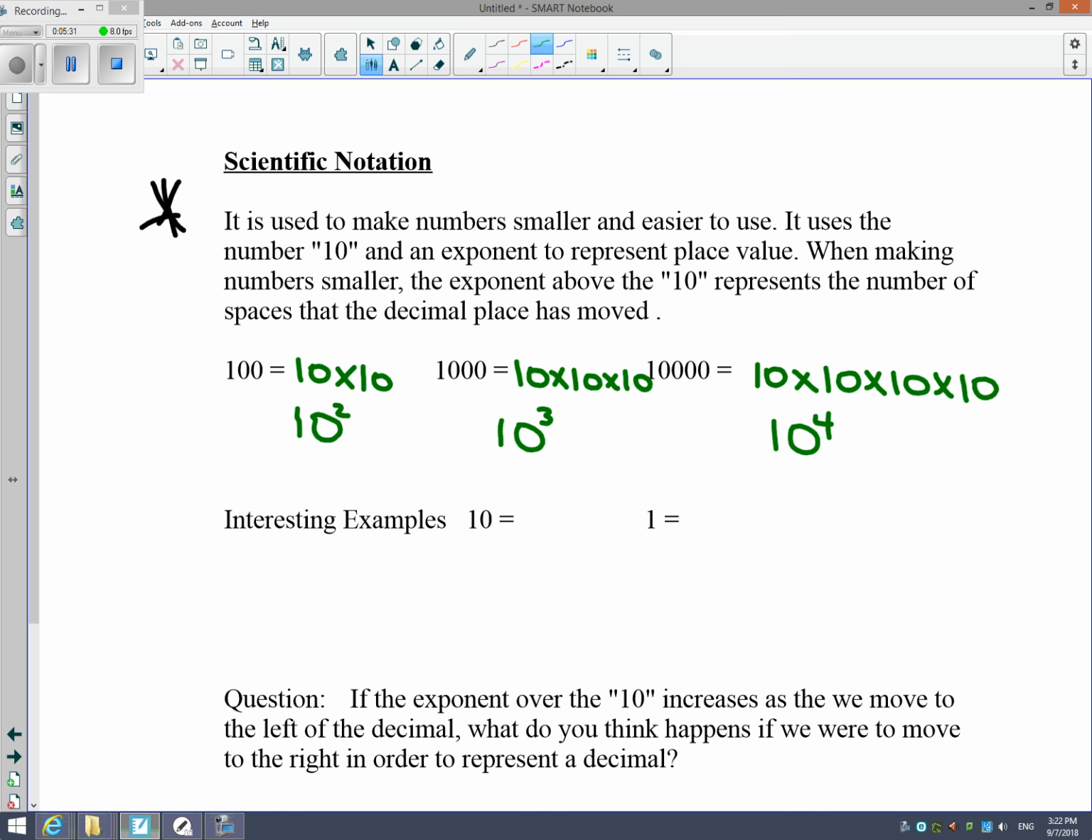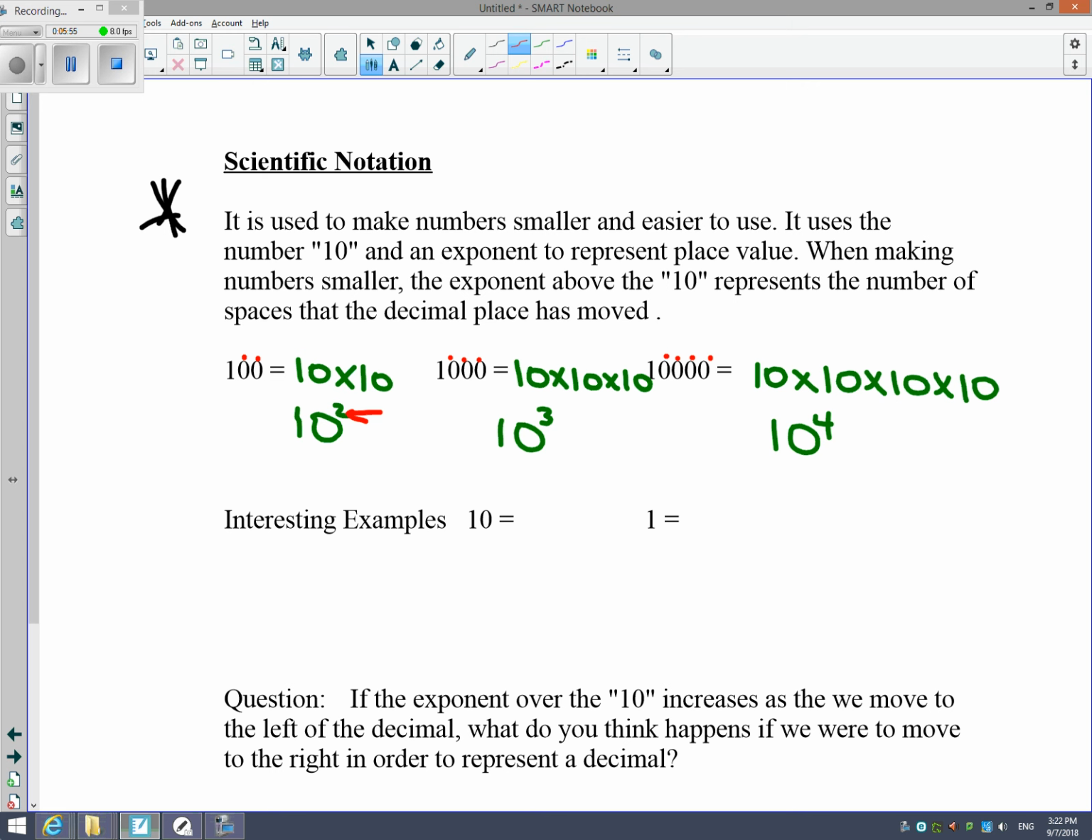One of my students said today, well, if it's a positive number, it's really easy to figure out what number goes here as the exponent, because you just count the number of zeros in your question. And he was right. 100 is 10 to the 2. 1,000 is 10 to the 3. 10,000 is represented by 10 to the power 4, to the exponent 4.